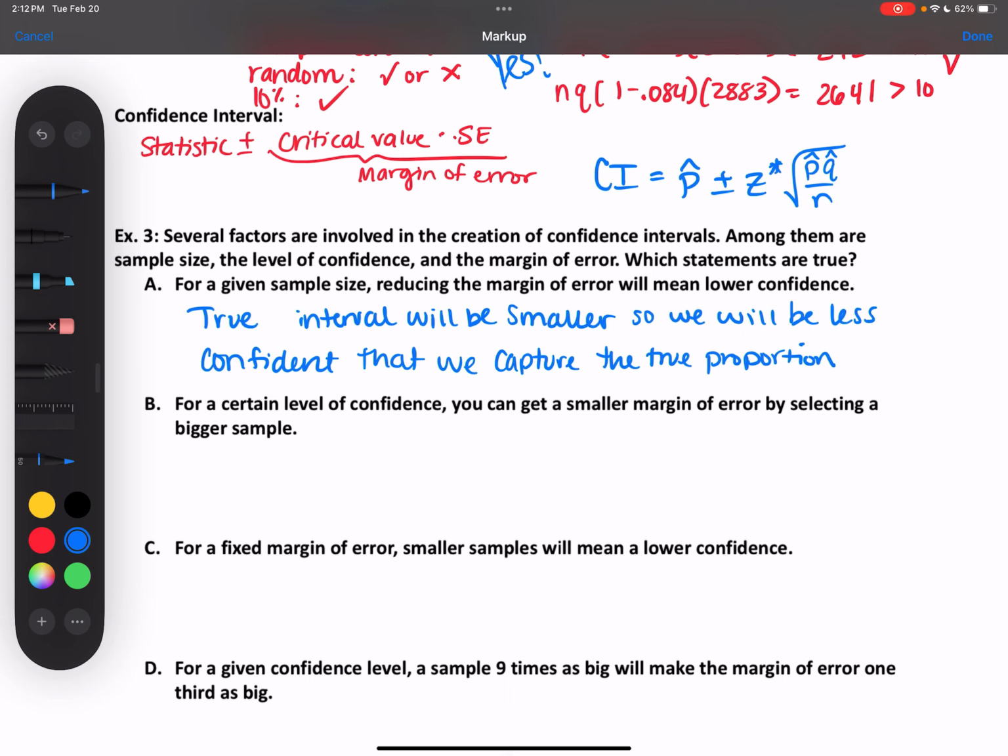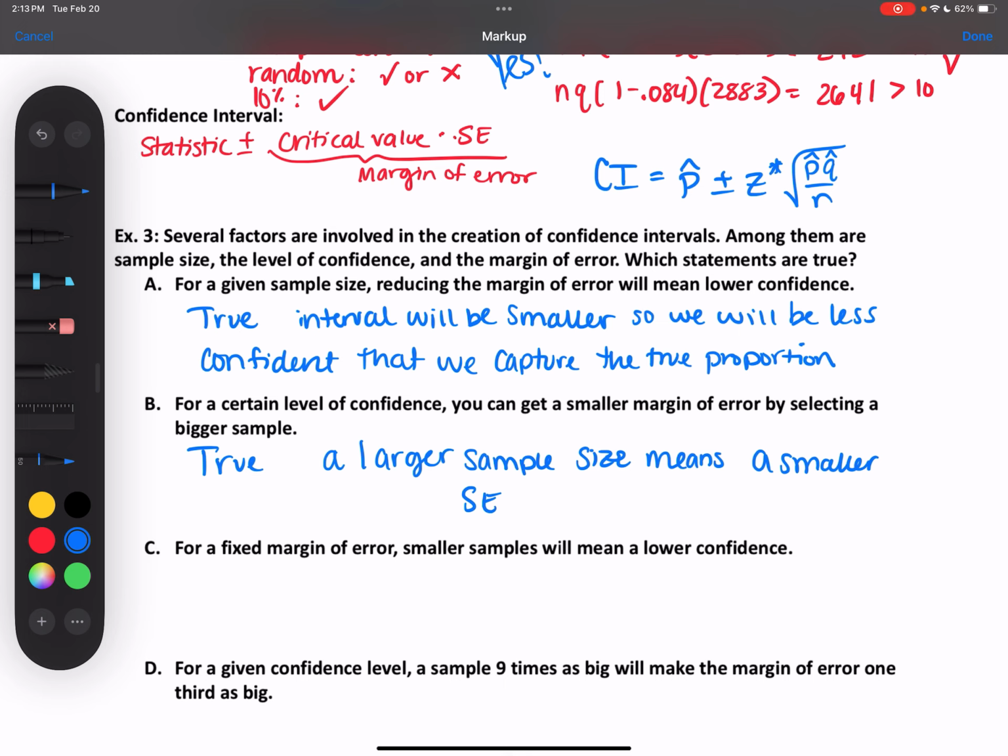Okay. Does anyone agree or disagree? He says true. It's saying you can get a smaller margin of error by selecting a bigger sample. Yes, I also agree. All right, he is right. If I plugged in 500 and I plugged in 10. True. A larger sample size means a smaller standard error, which thus makes a smaller margin of error overall.